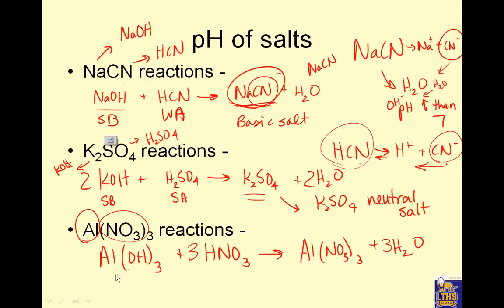So anyway, this came from a weak base and a strong acid, so this is going to be an acidic salt, because the nitrate part of it came from a strong acid, but the aluminum part came from a weak base. The strong acid would have a weak conjugate base, and the aluminum would be a strong conjugate acid. So that's why this is an acidic salt.